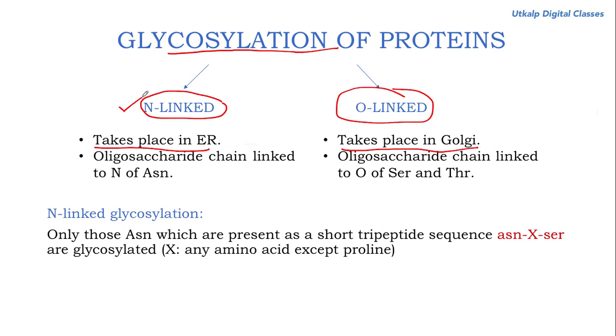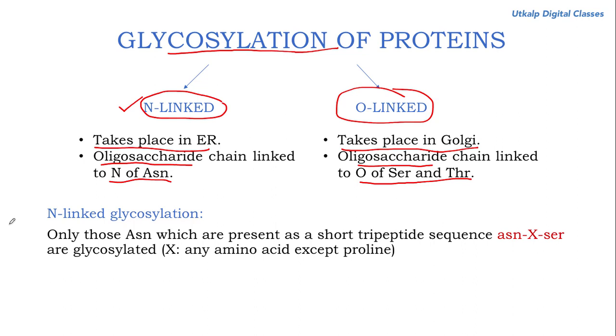N-linked glycosylation occurs when an oligosaccharide chain is linked to the nitrogen of an asparagine residue. You know that asparagine has an NH2 group, and when an oligosaccharide is linked to the nitrogen of this group, it is called N-linked glycosylation, and such glycosylation occurs in the RER. On the other hand, in O-linked glycosylation, which takes place in the Golgi, an oligosaccharide chain is linked to the oxygen of serine or threonine. Serine and threonine both have an oxygen group. So when an oligosaccharide is linked to this oxygen, it is called O-linked glycosylation.